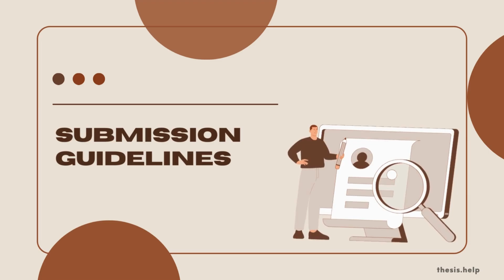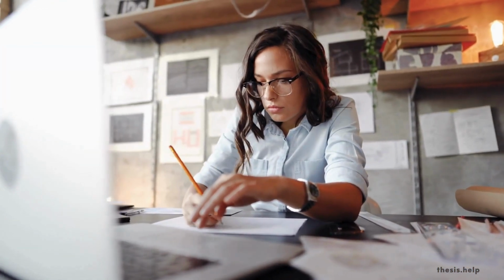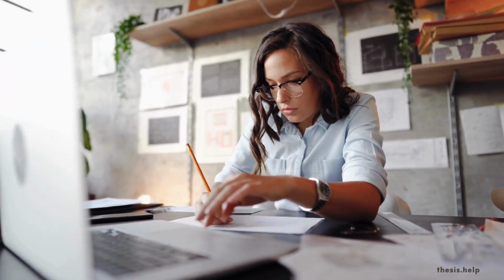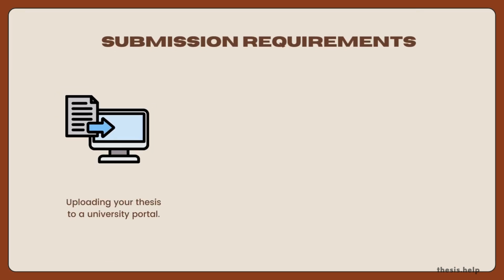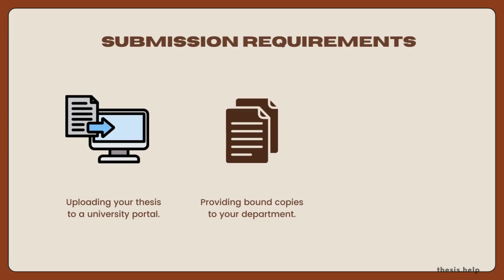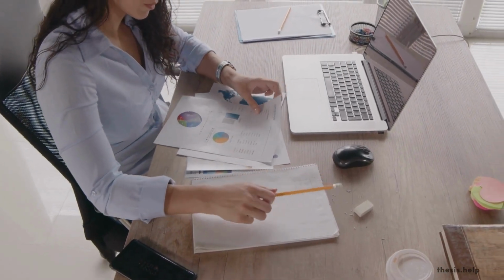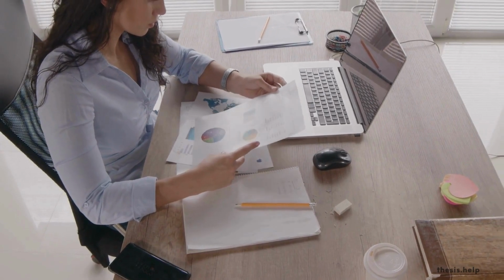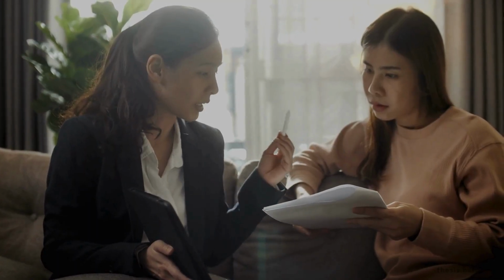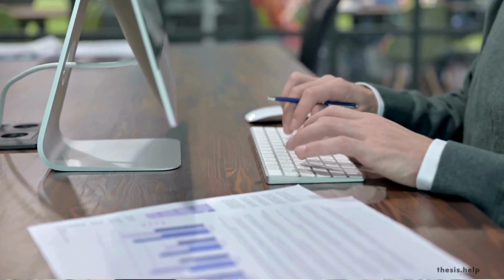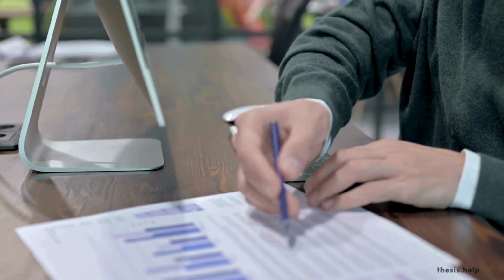Step 4. Submission guidelines. Pay close attention to submission requirements, which may include A. Electronic submission, uploading your thesis to a university portal. B. Hard copy submission, providing bound copies to your department. C. Deadlines. Adhering to specific submission deadlines to avoid penalties. Step 5. Review and revise. Before submitting your thesis, review and revise it meticulously. Ensure it aligns with all guidelines and seek feedback from your advisor and peers. Consider using a checklist to verify that you have adhered to all requirements.